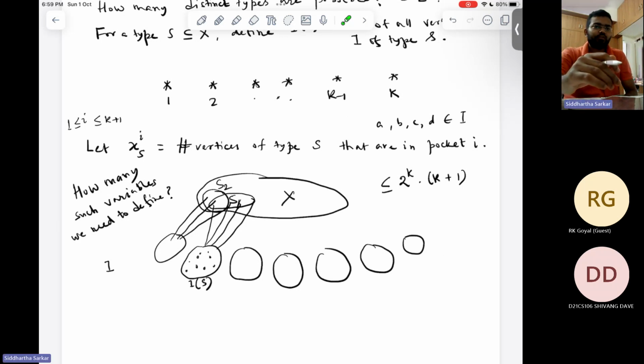Okay, so it is about 7 o'clock. So let's do one thing. In the next 5 minutes or so, we are going to define all the variables, and then either we can take a break or we can finish it off, and then we can take a break.